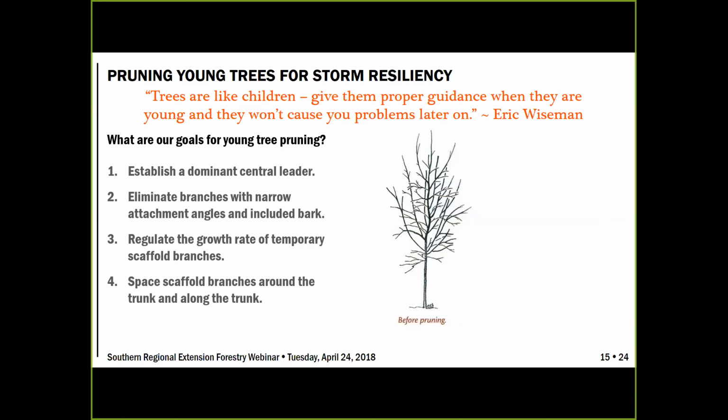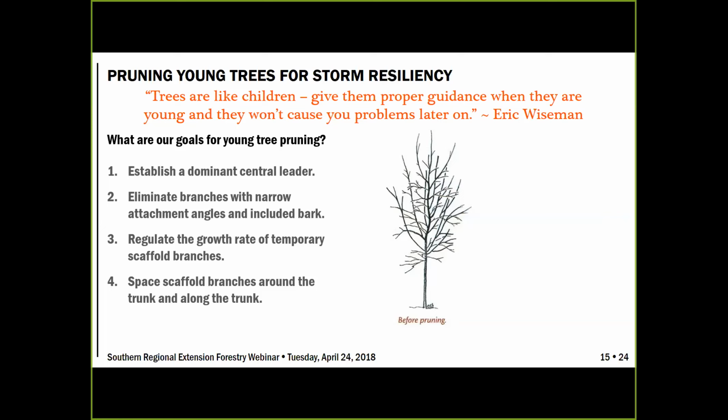Next, we want to think about proper spacing of the scaffold branches. That is the primary branches coming off of the trunk that create the framework of the crown of the tree. Looking at properly spacing them both around the trunk as well as along the trunk. Having branches that are crowded, that is having their attachments in close proximity, will often weaken those branch attachments and predispose those individual branches to failure.